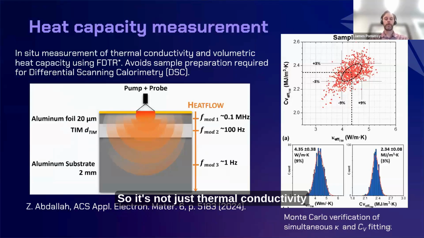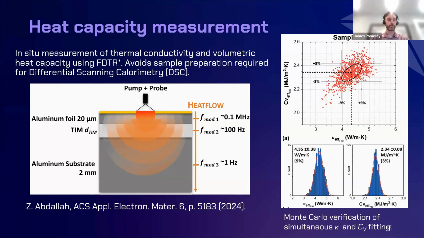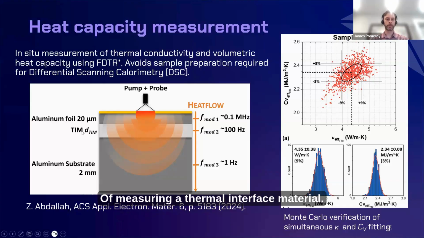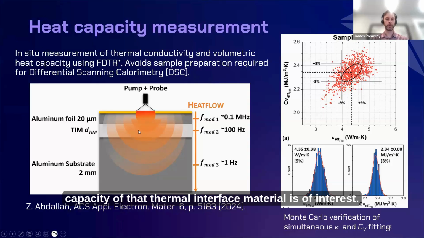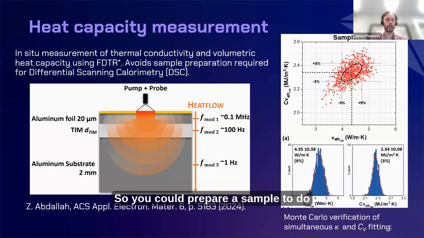Okay, so yeah, it's not just thermal conductivity measurement. We can also measure heat capacity, because both techniques at their core are really sensitive to thermal diffusivity. So heat capacity is another parameter that you can measure. So this is an example of measuring a thermal interface material, where the heat capacity of that thermal interface material is of interest. So you could prepare a sample to do DSC measurement, but again, that requires sample prep, and it may not behave the same way as the TIM layer in an assembly that's gone through a certain temperature process. So here we can measure that in situ, which is an advantage.